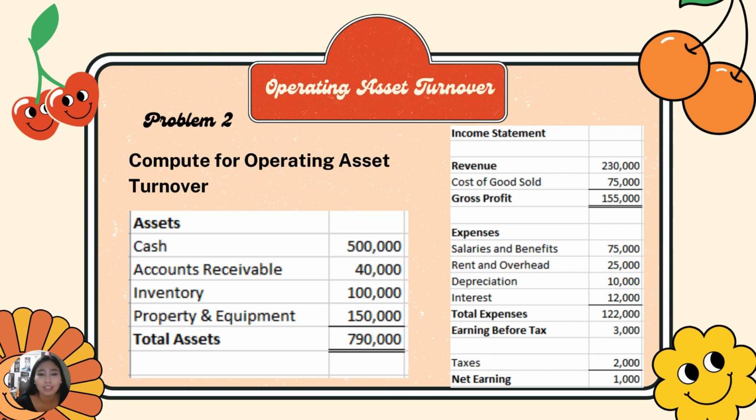Expenses, so our expenses is salaries and benefits, which is 75,000. Rent and overhead is 25,000. Depreciation is 10,000. Interest is 12,000. So ang total expenses natin is 122,000. Earning before tax is 3,000. Taxes is 2,000, net earning is 1,000.